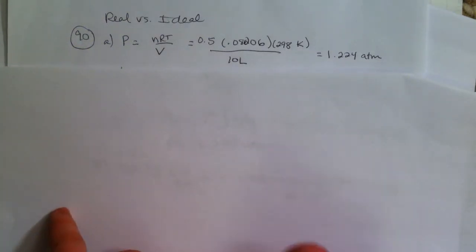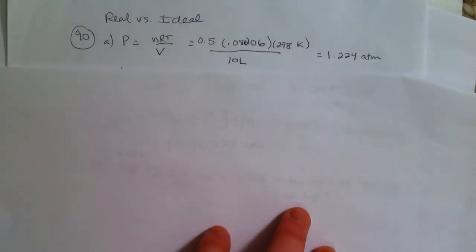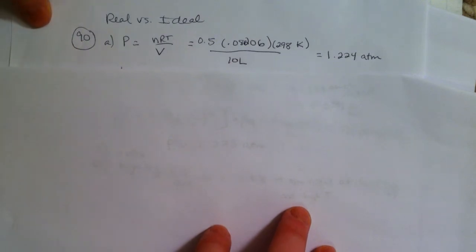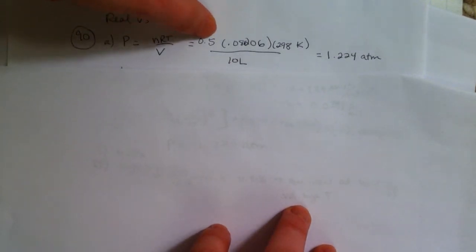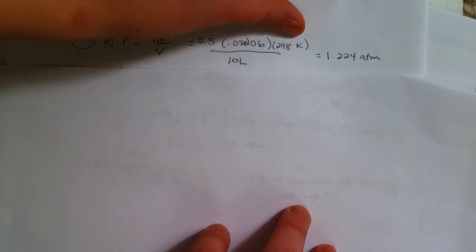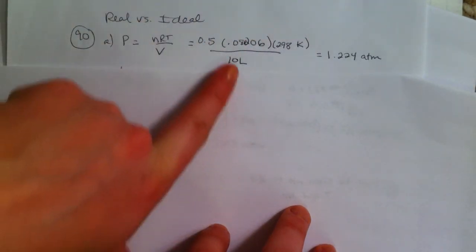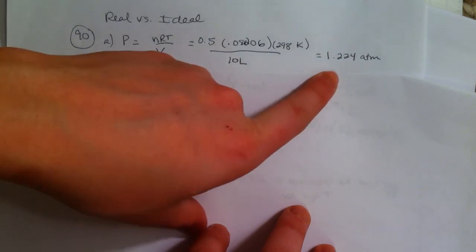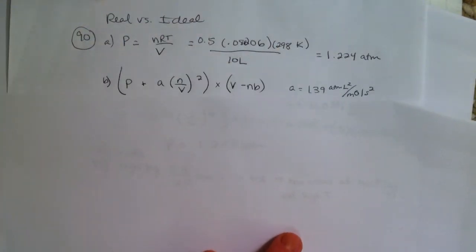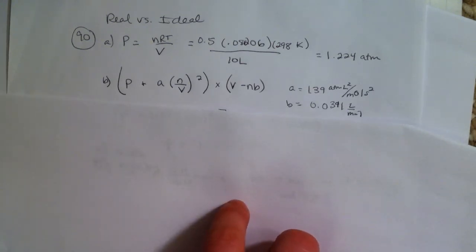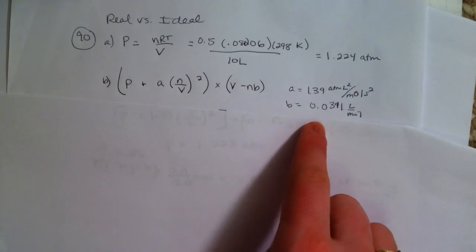Okay, in problem 90 we have to compare real versus an ideal gas law. So we did ideal first in letter A, and we have 0.5 moles times the R times the temperature, which is 298, over the 10 liters, and you get 1.224 atmospheres.